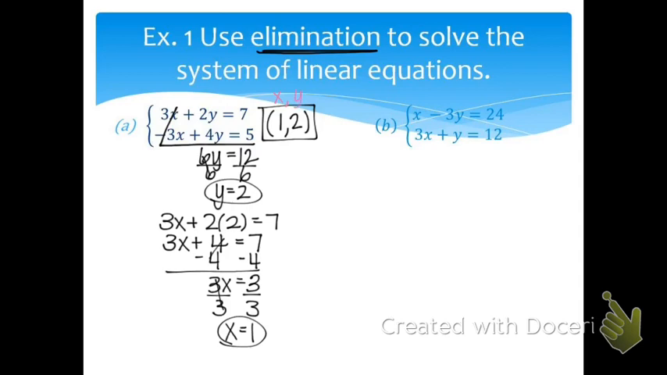All right, now let's move right on to letter B. Again, are both equations in standard form? That's our first question. Yes. Are the x's, y's, and constants all lined up vertically? Yes. Good. So let's move on to step number 2.